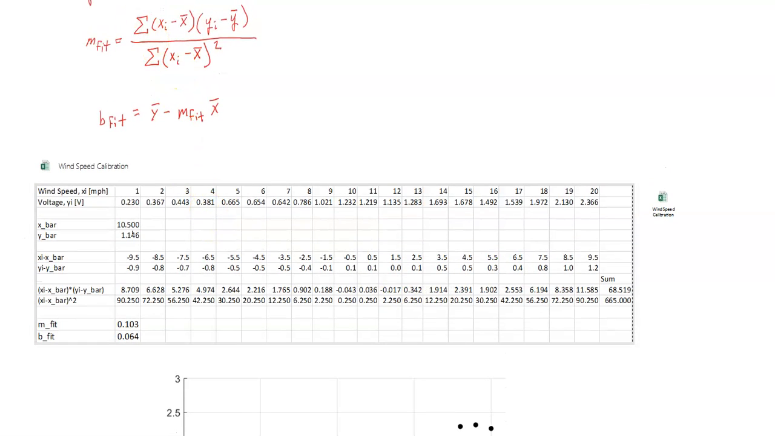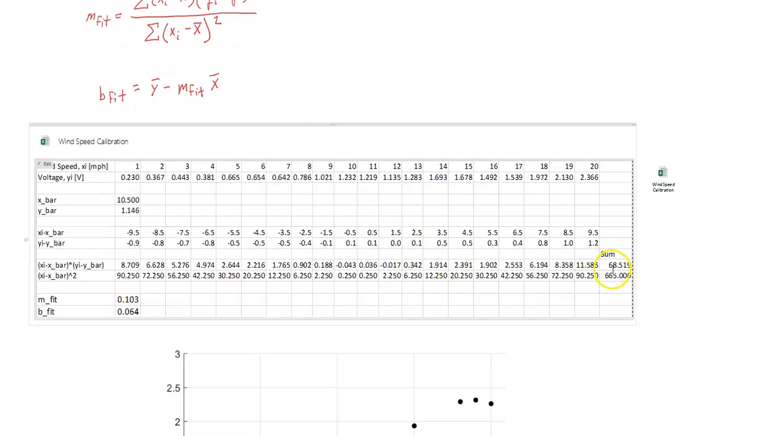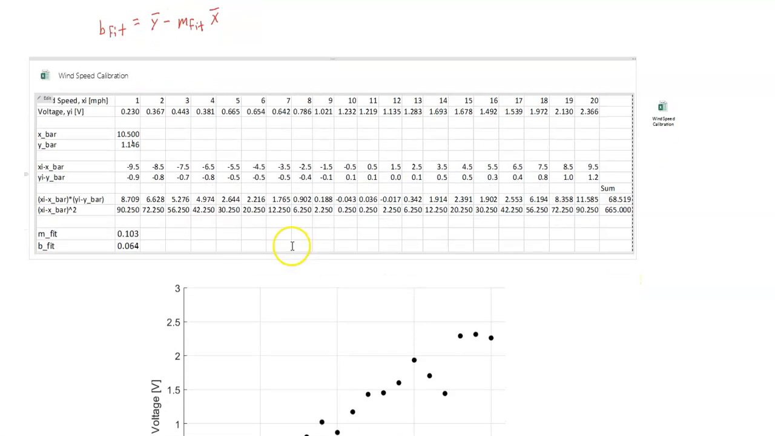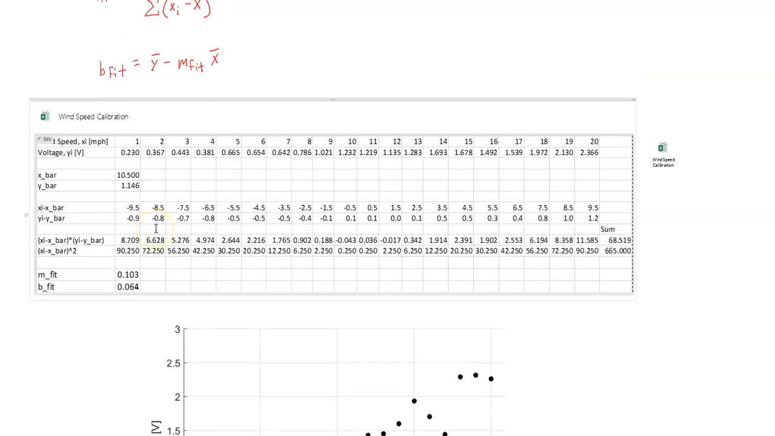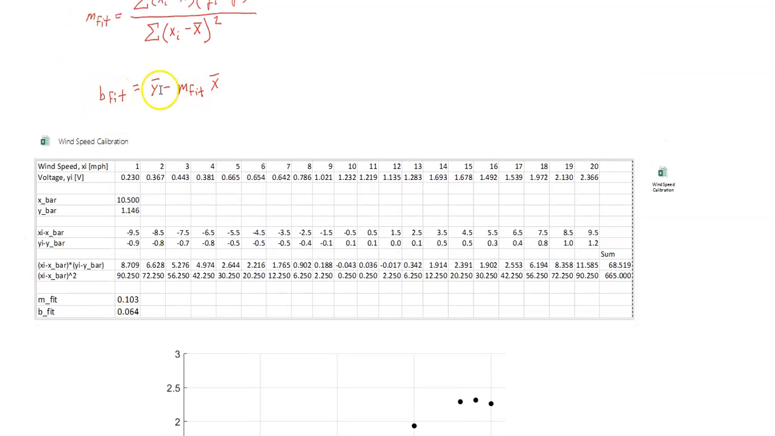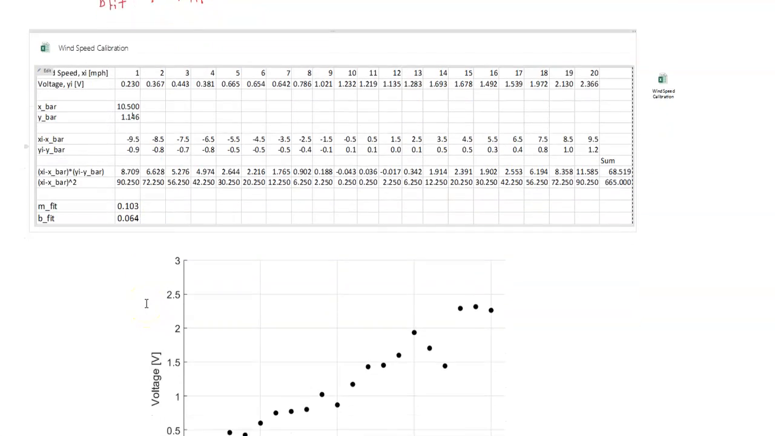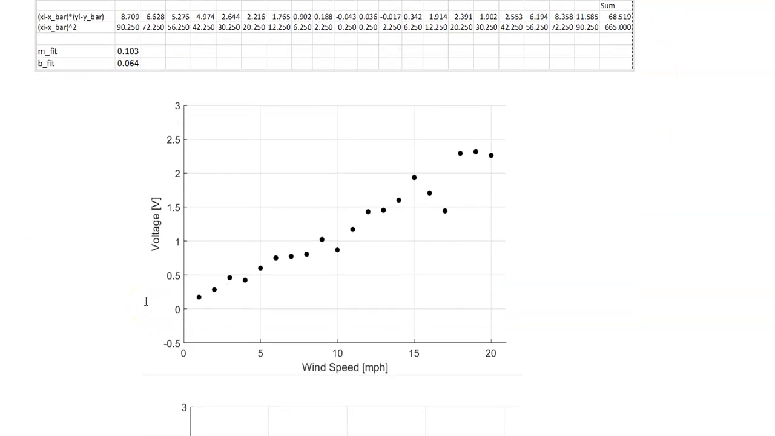And then we can calculate m-fit as that summation in that first row divided by the summation in that second row. So it'll be 68.518 divided by 665. And so we calculate m-fit. And then b-fit is calculated as y bar minus the m-fit that we just calculated multiplied by x bar. And so we have all those here in our spreadsheet, so we can do that quick calculation and get b-fit.